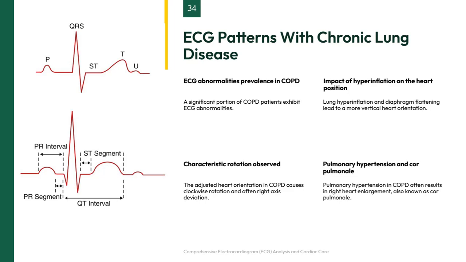Many patients with COPD show notable changes on their ECGs, which is something we need to keep in mind when interpreting their results. One major factor contributing to these changes is lung hyperinflation, which causes the diaphragm to flatten. This physical change pushes the heart into a more vertical position within the chest. Because of this shift, we often see a clockwise rotation on the ECG, along with right axis deviation.